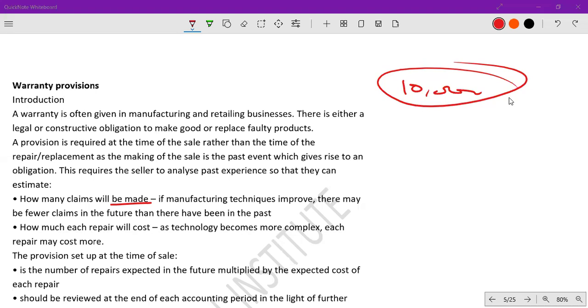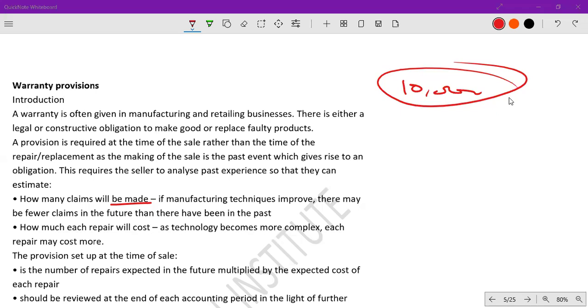I'm saying, how will it be made? The provisions will be made at the time that you are selling. And this one will be based on what? A past practice or a past event: in the last 3 years, this is what has happened. We are not talking of the exact amount, just an estimate. The issue is how many claims will be made. If the manufacturing techniques improve, then there will be an improvement on the past figures. So all these are estimates. Last year, this was the efficiency level. If things have improved, then the cost would also reduce. How much will it cost to repair?